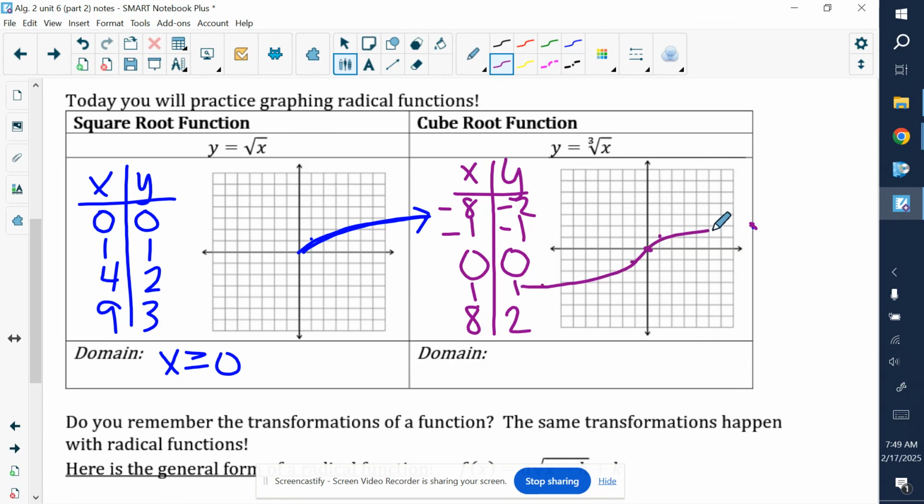What this looks like is that. So here my domain is all real numbers. If I'm taking an even root, my domain is just going to be x values greater than or equal to 0. But if it's an odd root, I can take the odd root of negative numbers, so my domain will be all real numbers.